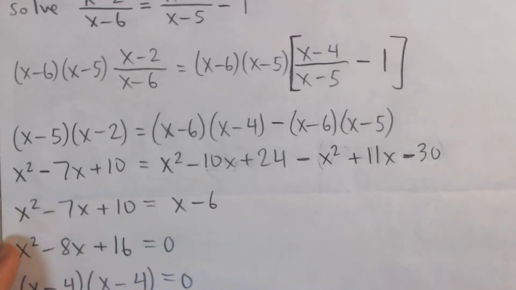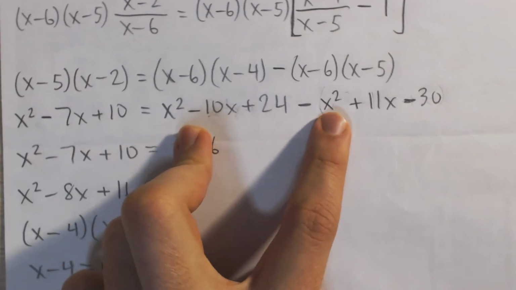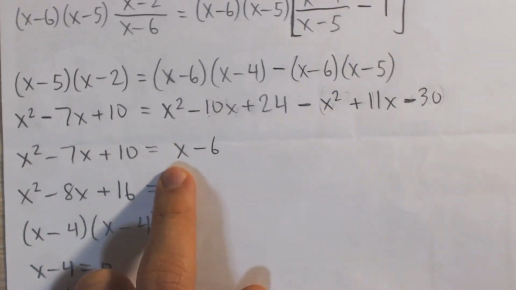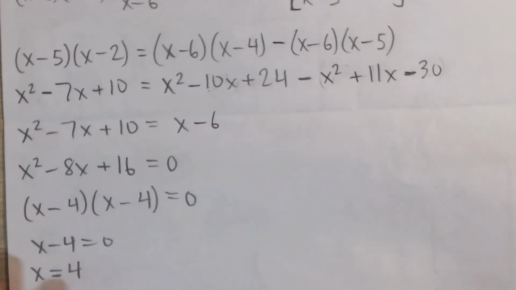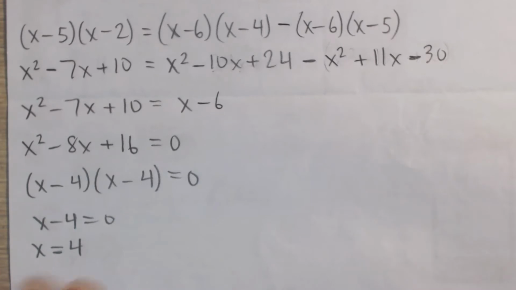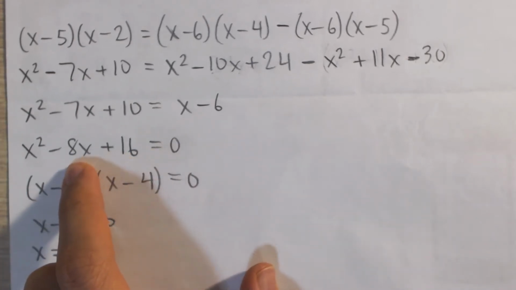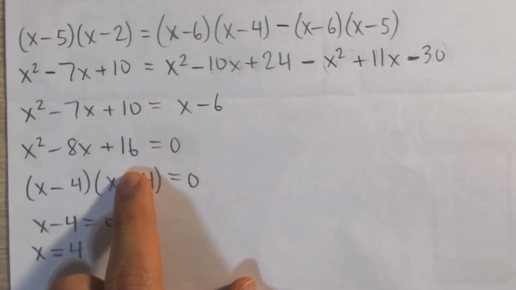And so here we just have to do some simplification. On the right, we have x squared minus x squared. We also have negative 10x plus 11x, so that just gives us x. And we have 24 minus 30, which gives us negative 6. And now we have a much more manageable equation. So now, how do we solve quadratics? We can move all of them to one side to start with. And so subtract x from both sides, I get negative 8x on the left. Add 6 to both sides, I get 16.